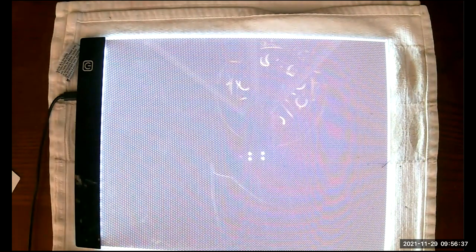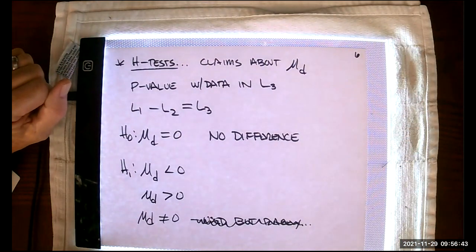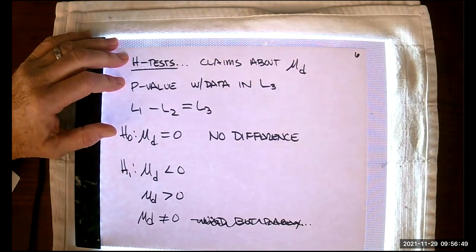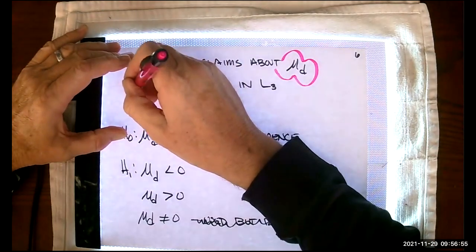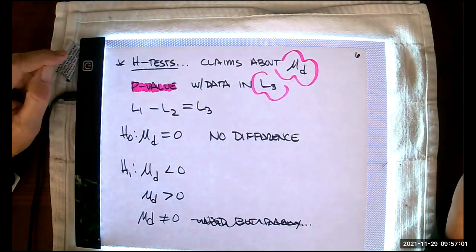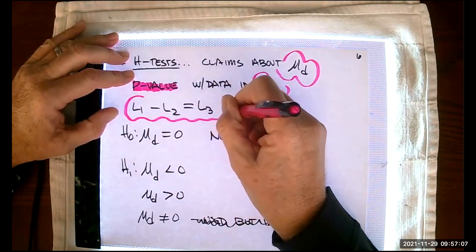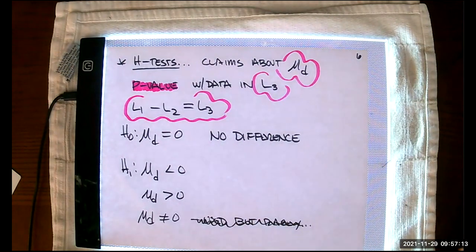So let's talk a little bit about the test itself, and then I'll run through an example. When we conduct a test of hypothesis, we're going to test claims about the mean population difference. We're going to use a p-value approach with raw data in list 3. And I'll show you how we develop that data. I'll have given data in list 1 and given data in list 2, and I'll want to do a little bit of subtraction pairwise to find the data in list 3. Now my calculator will make that very helpful.